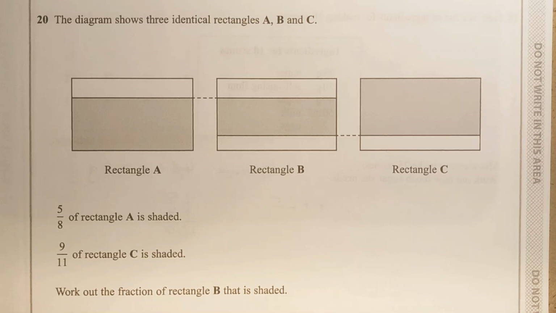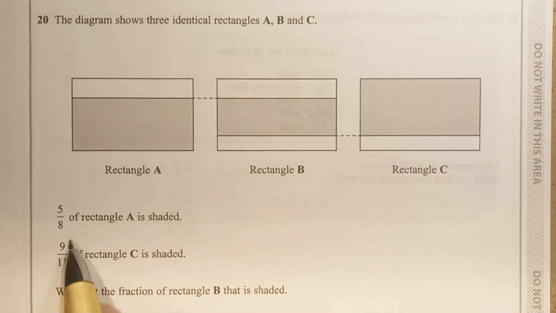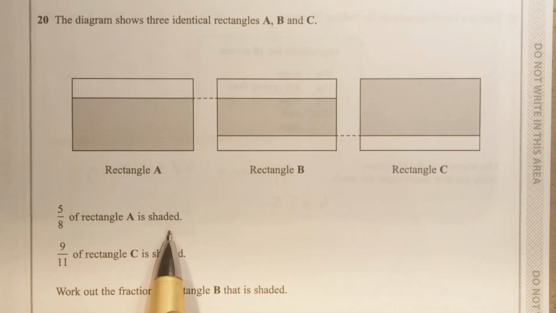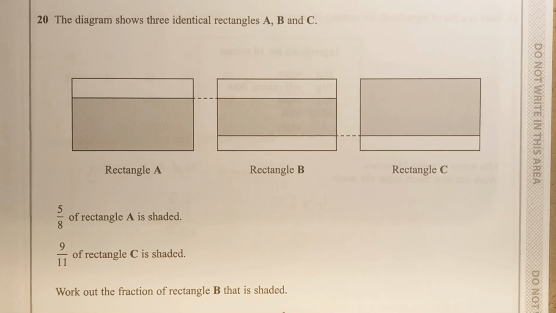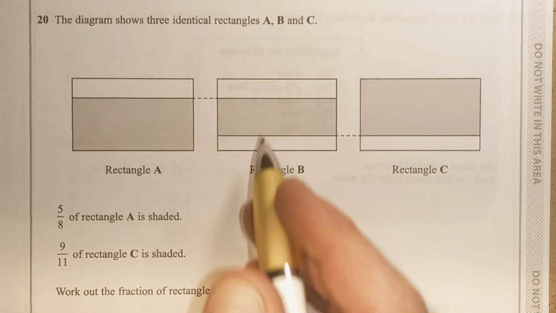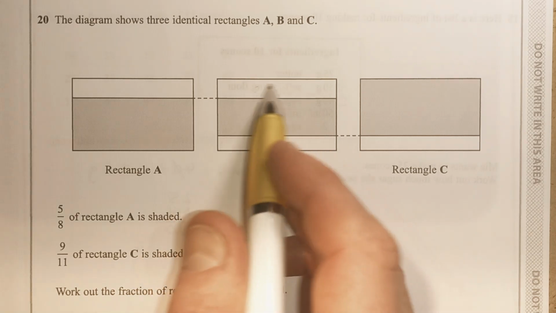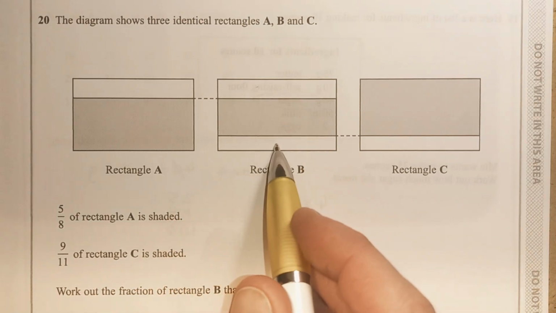Question 20. The diagram shows 3 identical rectangles, A, B and C. We're told that 5/8 of rectangle A is shaded. That's this bit here. 9/11 of rectangle C is shaded. Work out the fraction of rectangle B that is shaded. Okay, so for B we want to take off this bit, take off this bit.